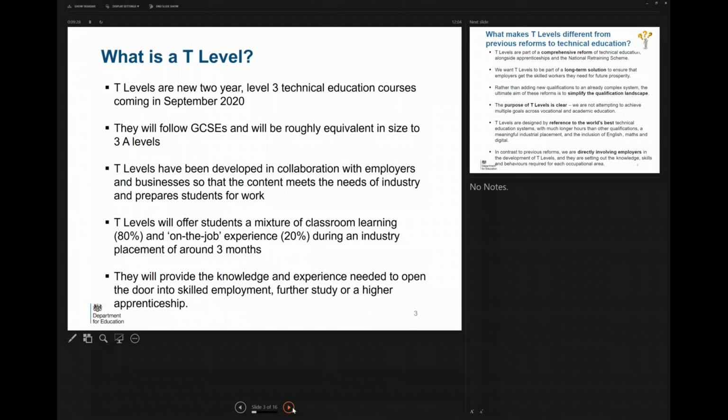T-levels are primarily classroom-based courses, so 80% of the time will be in a college or other provider, with a substantial industry placement of around 3 months embedded as part of their programme. The aim is to provide young people with the knowledge and experience to help them move successfully into skilled employment, further study, or higher education or higher apprenticeship.